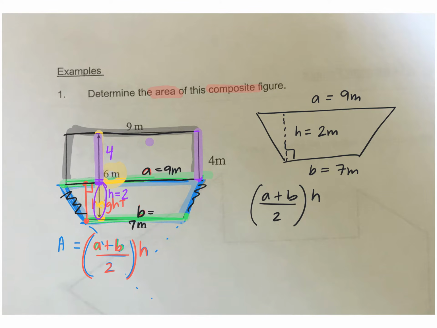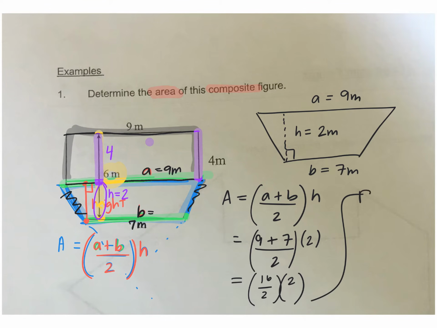So let's plug in the numbers right now. Plug in your A, plug in your B, use BEDMAS, and solve it. A was 9, B was 7, and then we're going to multiply it by the height. So what's 9 plus 7? 16 divided by 2 times 2. What's 16 divided by 2? 8 times 2 equals 16 meters squared. So that is the area of the trapezoid.